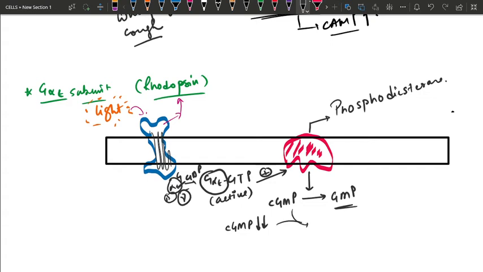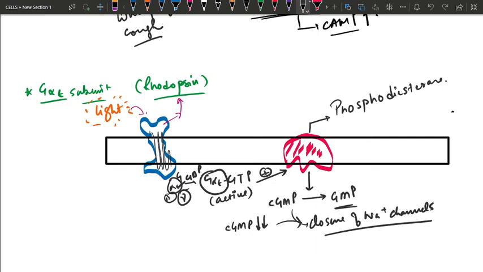This leads to the closure of sodium channels. That is the response. When light falls on the rhodopsin receptor, G alpha T becomes activated and stimulates the phosphodiesterase enzyme, which converts cyclic GMP to GMP. As the cyclic GMP level is lowered, there is closure of the sodium channels, and we can detect the light. So that is the receptor mechanism.